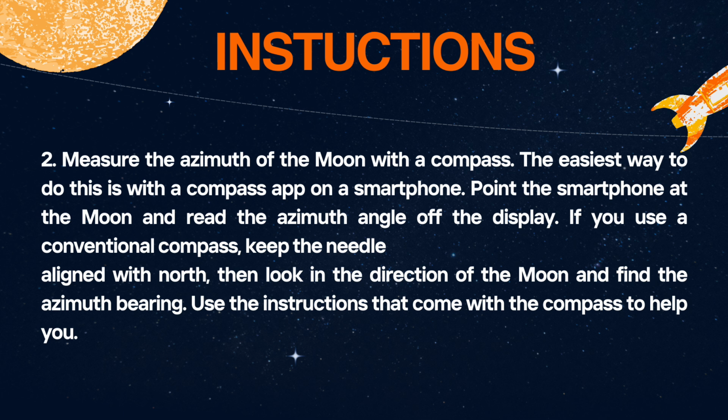The next thing that you need to do is to measure the azimuth of the moon with a compass. The easiest way to do this is with a compass app on a smartphone. Point the smartphone at the moon and read the azimuth angle on the display. If you use a conventional compass, keep the needle aligned with north. Then look in the direction of the moon and find the azimuth bearing. Use the instructions that come with the compass to help you.